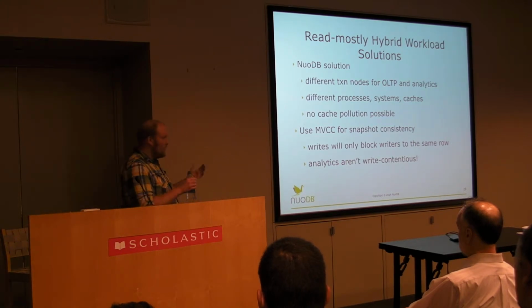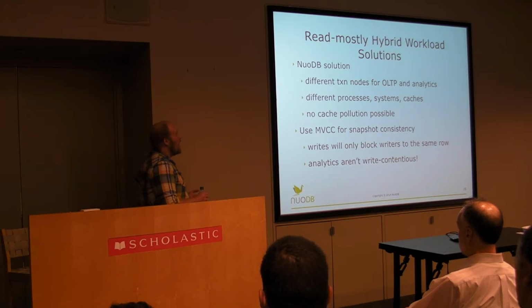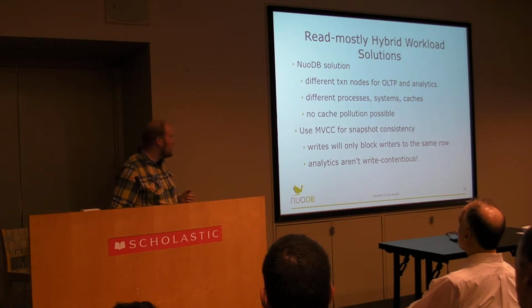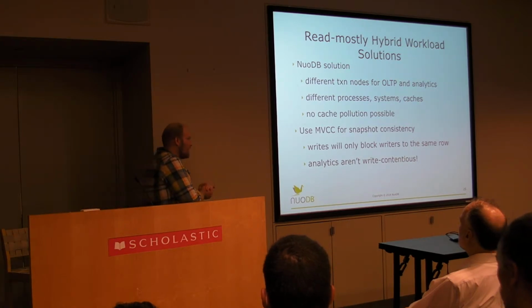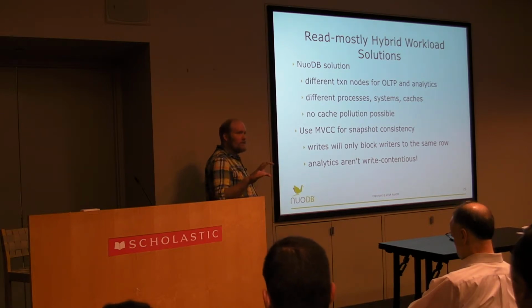So even if the OLTP clients are doing completely different things, they're all going to have their own machines. And so they can't actually fight with each other or the analytic workloads. Okay. And if you have multi-version concurrency control, you can actually have snapshot consistency without blocking any writes. So the writes will only block writers if they happen to be applied to the exact same row version. Otherwise, you'll always be able to read an older version of the database.